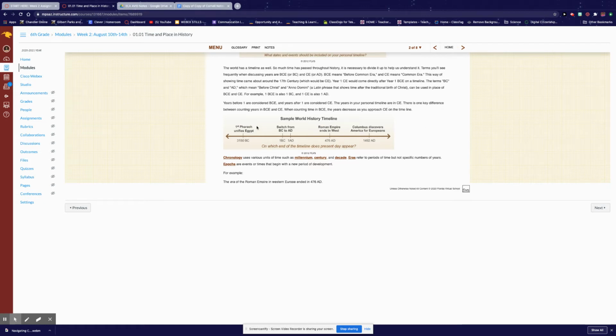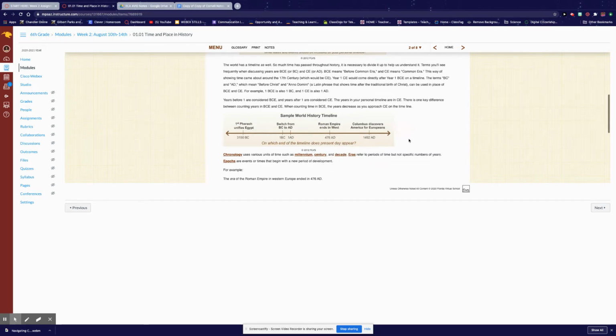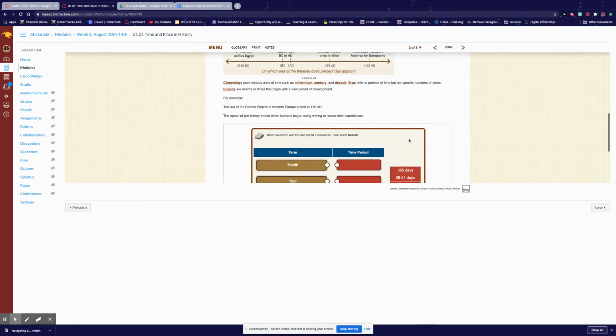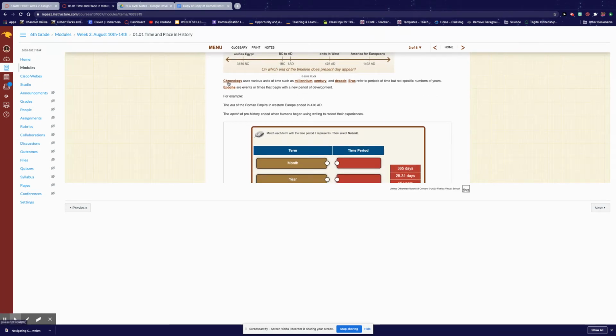There is one key difference between counting in years, BCE and CE. When counting time in BCE, the years decrease, so they go down. So it's like counting down. So you'd go 5, 4, 3, 2, 1, 0, and then you start counting up for the Common Era. With these, you can read these chronology.